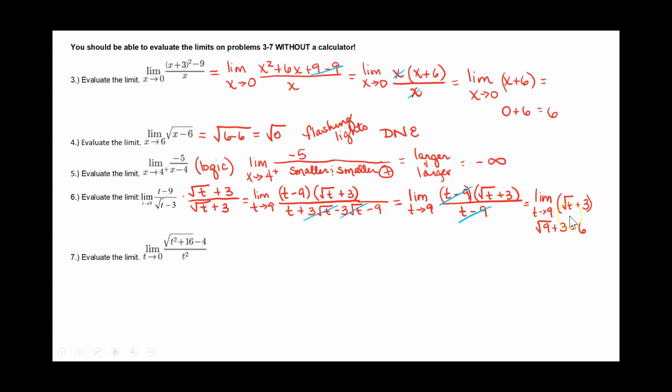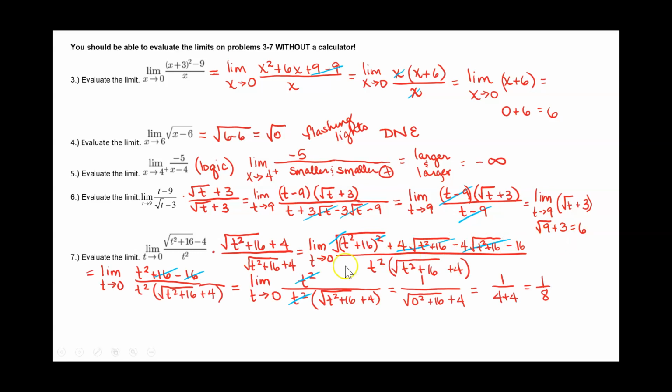So now what I'm left with is the limit of the square root of t plus 3. So let's plug in 9. So square root of 9 would give us 3, plus the limit of a constant is that constant, so the limit of 3 is 3. So we would get 3 plus 3 is 6. Alright, let's look at another one of those.